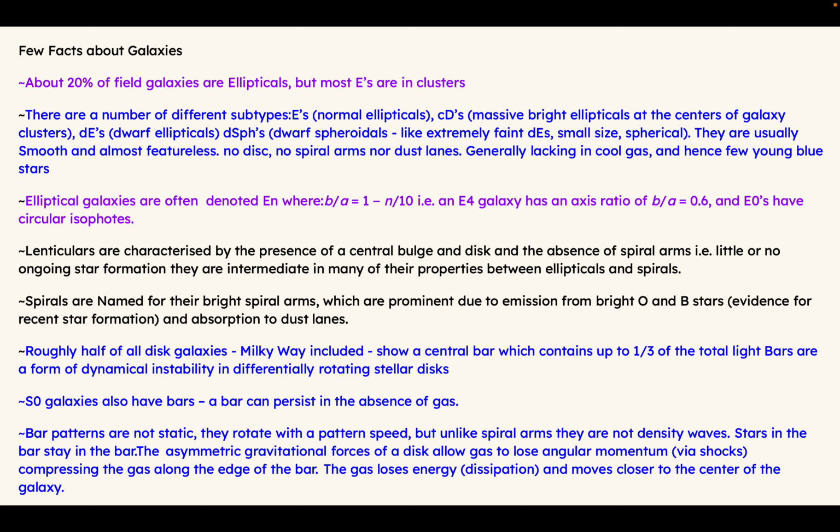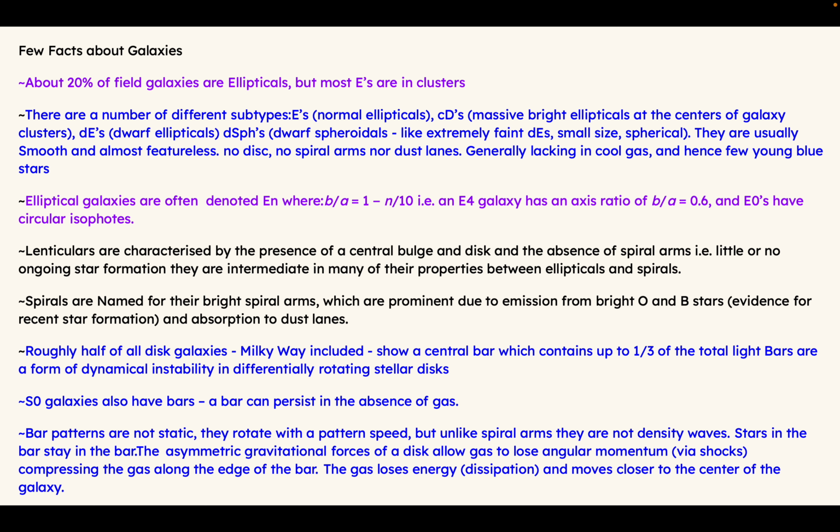another is the dwarf elliptical, dwarf spheroidals. Usually the dwarf galaxies are smooth and almost featureless, containing no disks, no arms, and generally these dwarfs do not have cool gas. So the star formation of dwarfs is also very low, and the very young blue stars, the blue color, is very scarce for the dwarfs.